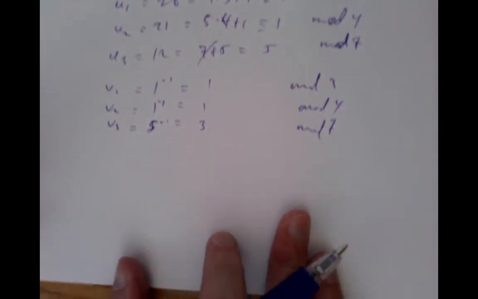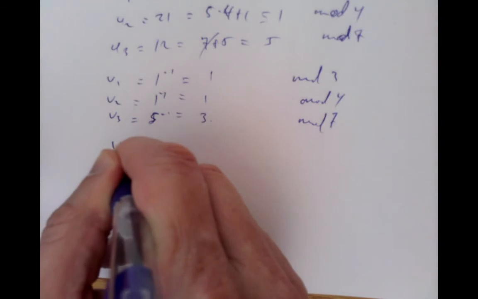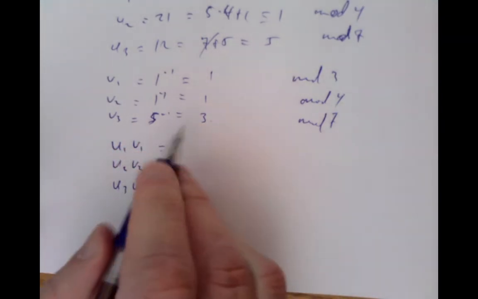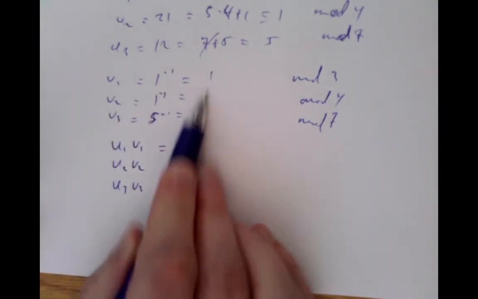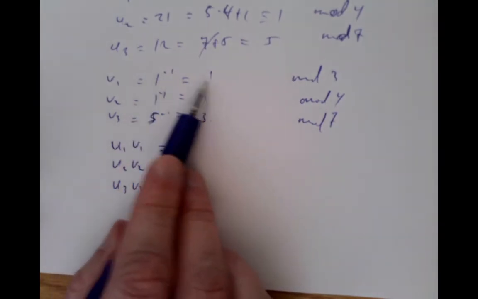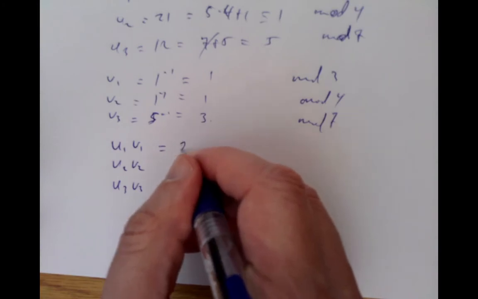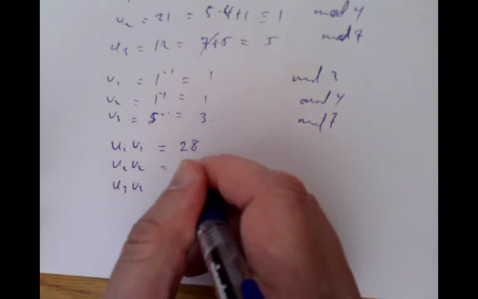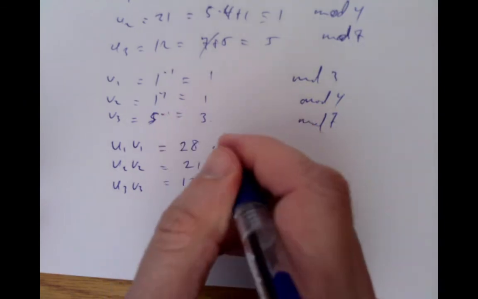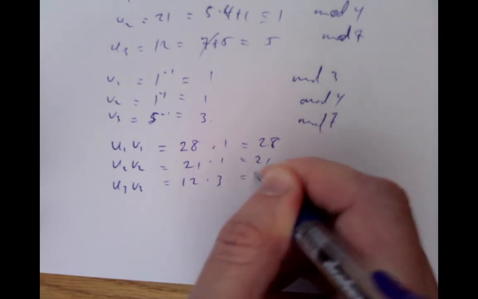It's now convenient to just work out the products in integers, not in remainders: u1 v1, u2 v2, u3 v3. So we can let the v's be these as integers as well. Here they are as remainders, but we could allow them to be any remainders with this property. So we don't have to be integers with these remainders, so we'll just take those. And we've got u1 is 28, u2 is 21, u3 is 12, times the v's, which are 1, 1, and 3, so you get 28, 21, and 36.